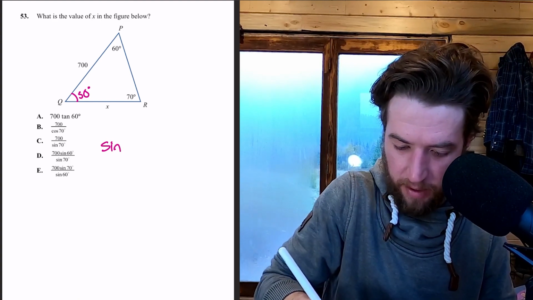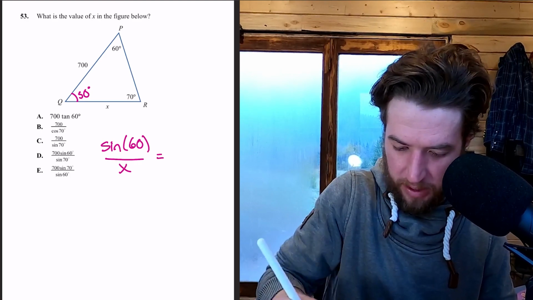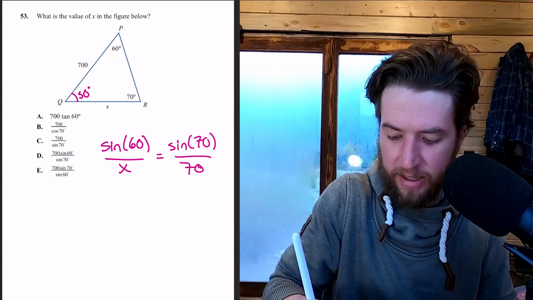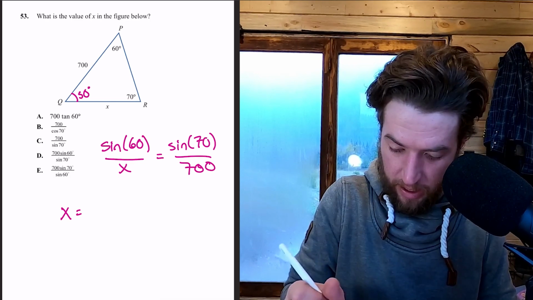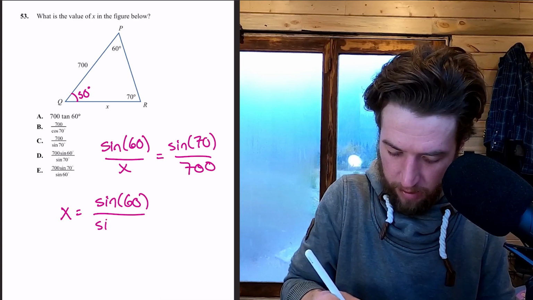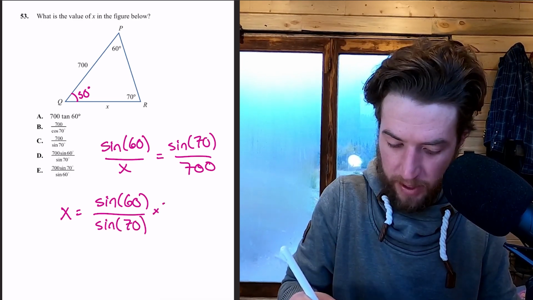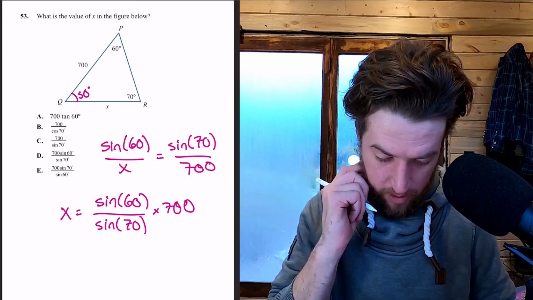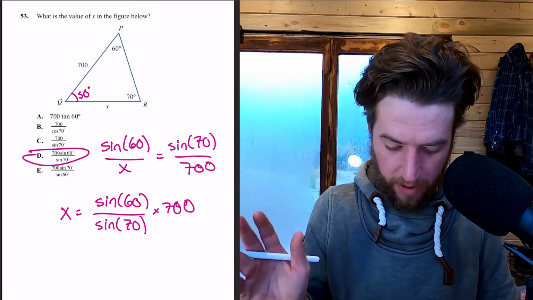Sine of 60 over x equals sine of 70 over 700. I think that's the law of sines. Gosh, I don't know. So x is sine of 60 over sine of 70, times 700. Oh, and that's 700 sine of 60 over sine of 70. Oh my gosh. Okay, if that's right, amazing.